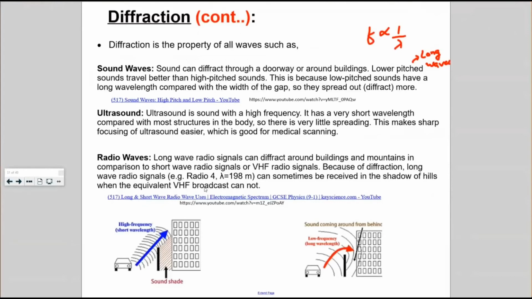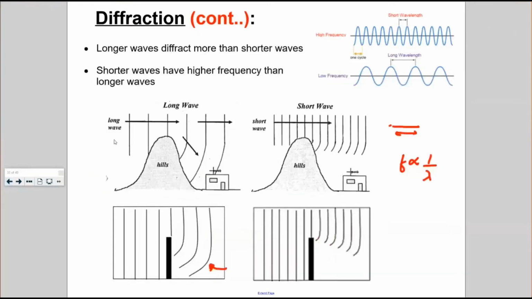So again, longer waves can diffract more than the shorter wave radio signal. So it can be heard on, let's say, the other side of the mountain because they will get diffracted. Something similar to this example, right? So the longer wave radio signal will get diffracted, and even in the shadow of the hill or on the other side of the hill, you can have a good reception. Whereas with shorter waves, you won't get a radio signal over here.